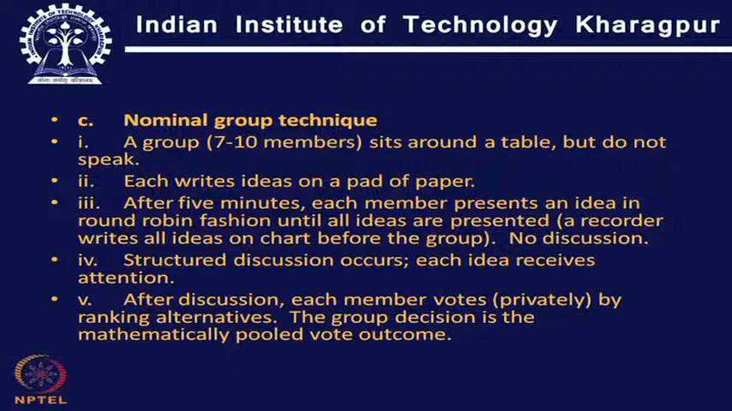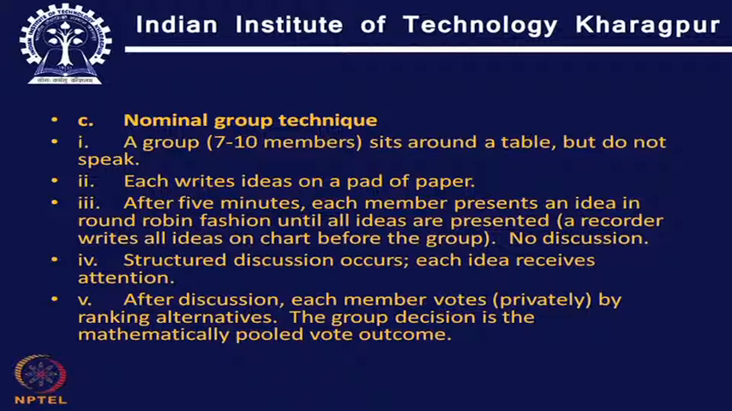receives attention. After discussion, each member votes by a private vote, very privately, by ranking alternatives. So the group decision is a mathematically pooled vote outcome. Though it is a group situation, here individuals function independently.